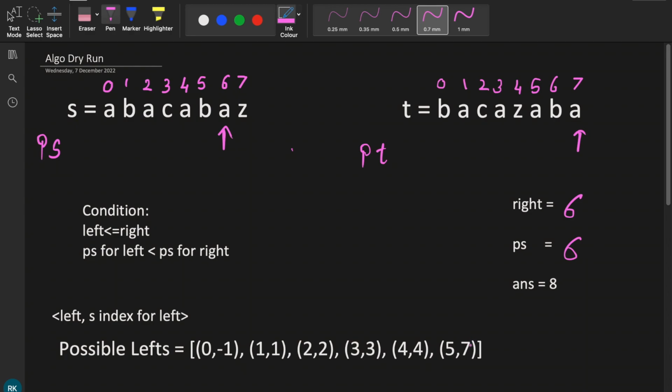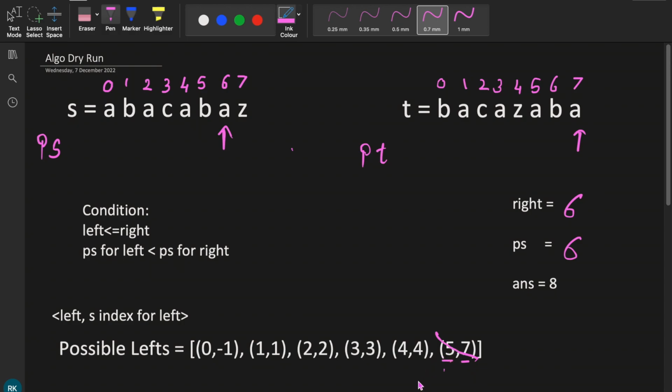Now we start checking for the possible lefts, right? What will be the closest left for a particular right? Obviously the closest lefts will be the lefts at the end because they are sorted in ascending order. So starting from the end of the left array, we check these conditions. For 5,7, is left less than right? Yes, it is less than right. And is PS for left less than PS for right? No, that's not the case. 7 is greater than 6. So we remove this 5,7 from our array.